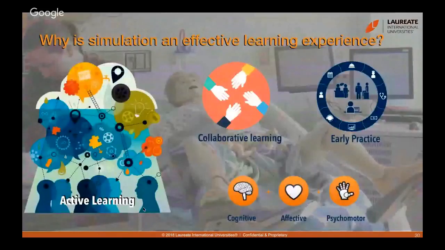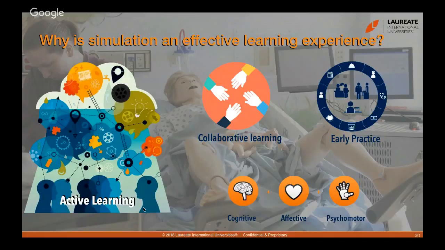As we discussed before, simulation puts the students in the center of the learning process. It means that we are talking about an active methodology. It promotes collaborative learning, which prepares our students better to work with other health professionals. It provides early experience, early practice. It means that we can provide our students with meaningful practical experiences since the first semester by using simulation practice.